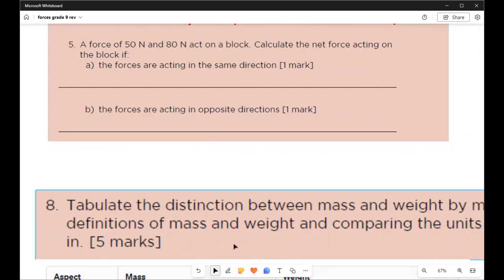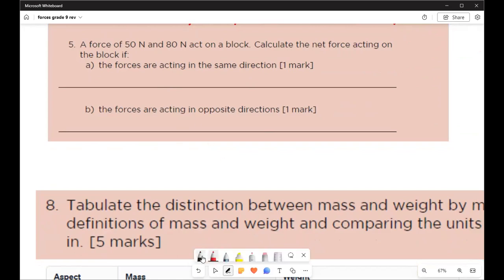If the forces are acting in the same direction, they're going to have the same sign, so we just add them, right? So it's going to be 50 plus 80, right? Which basically becomes 130 newtons. So the resultant force will be 130 newtons.